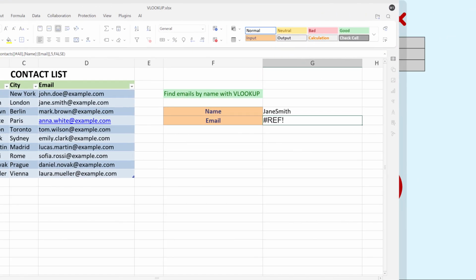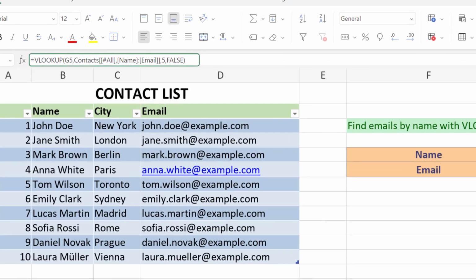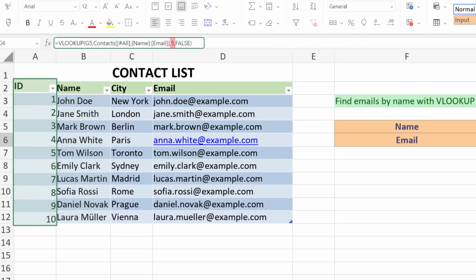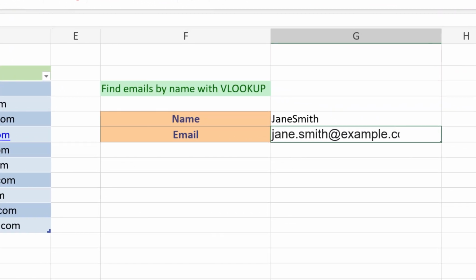Let us look at an example of a VLOOKUP formula. From the syntax, we see that the formula should pull data from column 5, which is impossible. Our table only has 4. So, we fix the column index and get the right value.